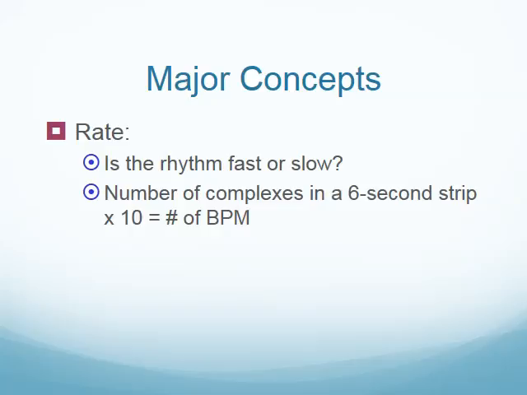So, the first thing that we want to do is identify the rate. We know that a normal heart rate is somewhere around 60 to 100 beats a minute. So we want to know, is the rhythm faster or slower than that, or is it within that range? We're going to take the number of QRS complexes in a 6-second strip and multiply it by 10. There's also another way that we can do it. Our computer readout is usually fairly accurate as well, as long as there's no artifact. But we'll talk about that and look at another way as well.